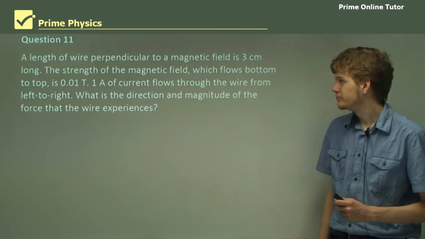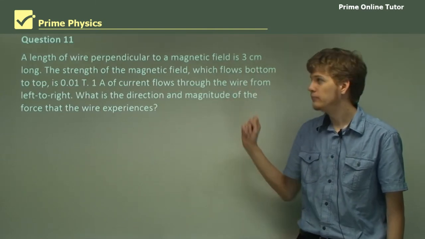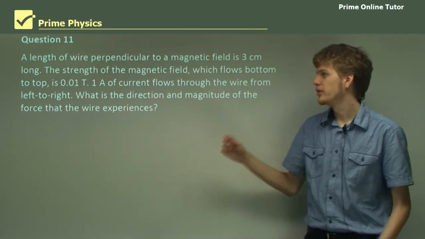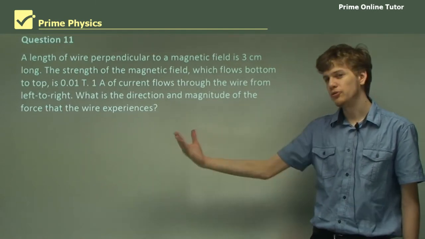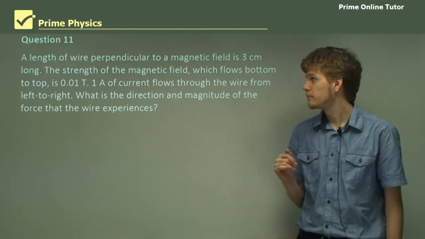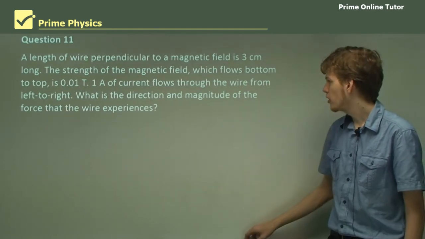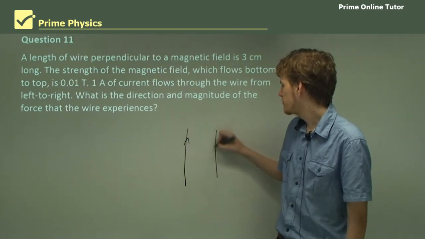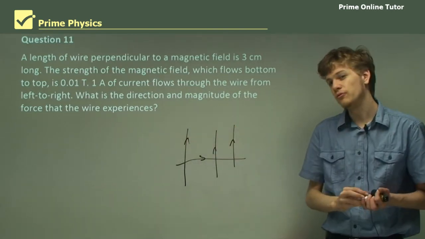Question 11. A length of wire perpendicular to a magnetic field is 3 centimeters long. The strength of the magnetic field is 10 millitesla, that is 0.01 Tesla. 1 amp of current flows through the wire from left to right. What is the direction and magnitude of the force that the wire experiences? Alright, so the magnetic field line flows bottom to top, and the current flows left to right, same as last time. Except now we actually have numbers, so we can figure out some quantitative measurements of the force.